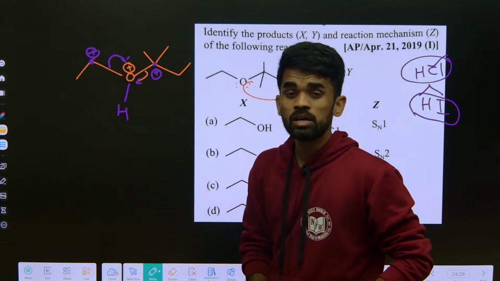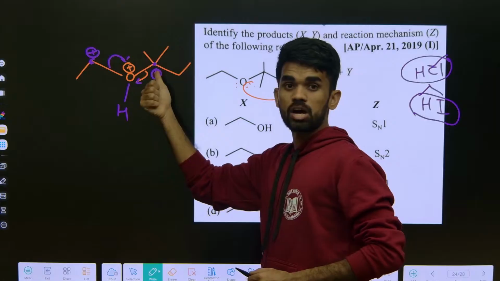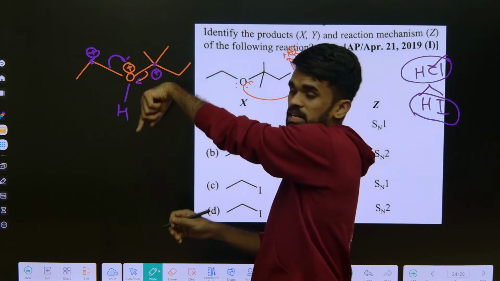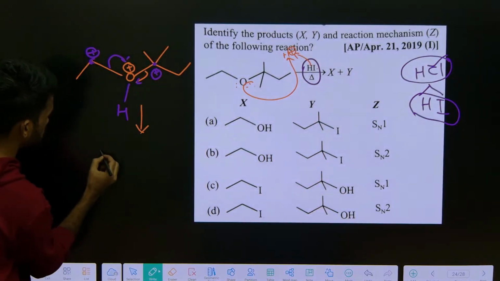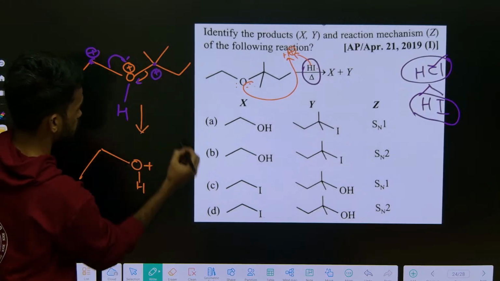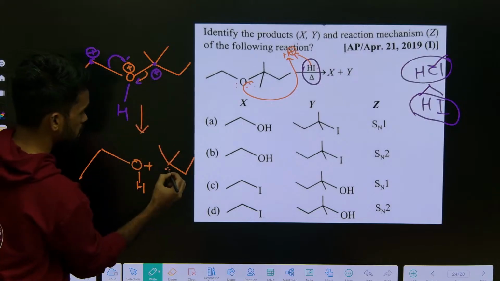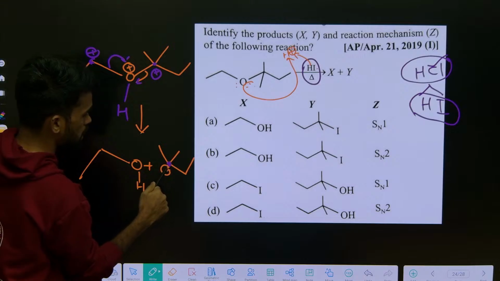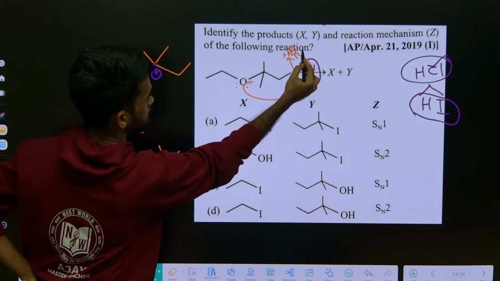But we know which carbocation is more stable as per our discussion. The tertiary carbocation is more stable. So bond breakage takes place on this side easily. If it breaks this side, what will be the product formed here? It will be OH plus this side, like this, and here we are generating a positive charge. So now this carbon is a tertiary carbocation.